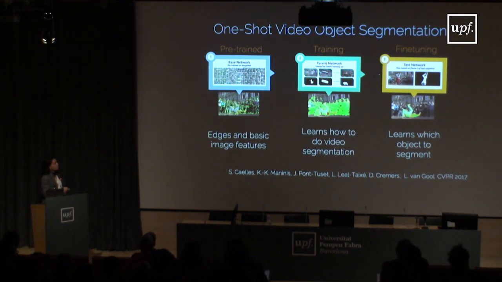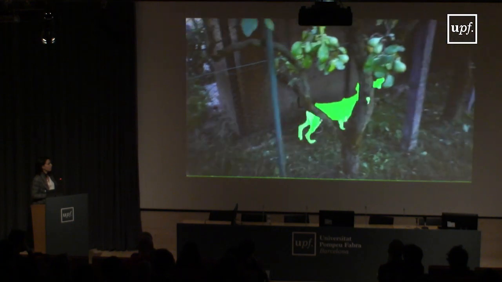And so we take this network, which we call the parent network, and we feed only one mask, the first mask for which we have the ground truth, and we fine-tune a little bit on this first mask. So essentially what the network is doing is overfitting to the appearance of this object in the first mask. And by this, what the network learns is which object we actually want to segment. And so now we can take this fine-tuned network, apply it on every frame of the video, and we will obtain actually quite good results.